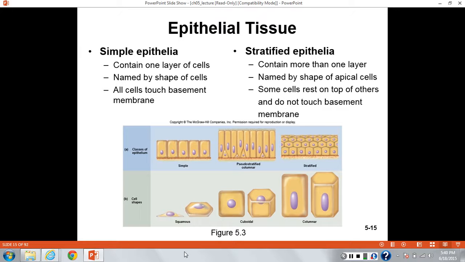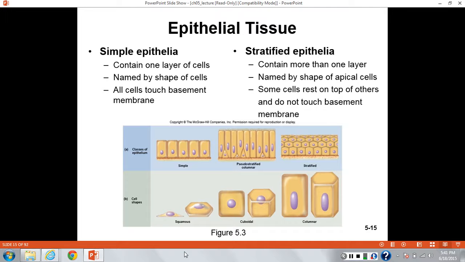When you hear the word simple, that means 1 layer. Stratified means several layers. So epithelial cells can be simple squamous. That means they are what? Flat, kind of irregular shape. Alright, or we can be simple cuboidal. That means it's cube shaped. Or we can be simple columnar, tall. Okay? It can be stratified squamous, stratified cuboidal, or stratified columnar, meaning what? Multiple layers.